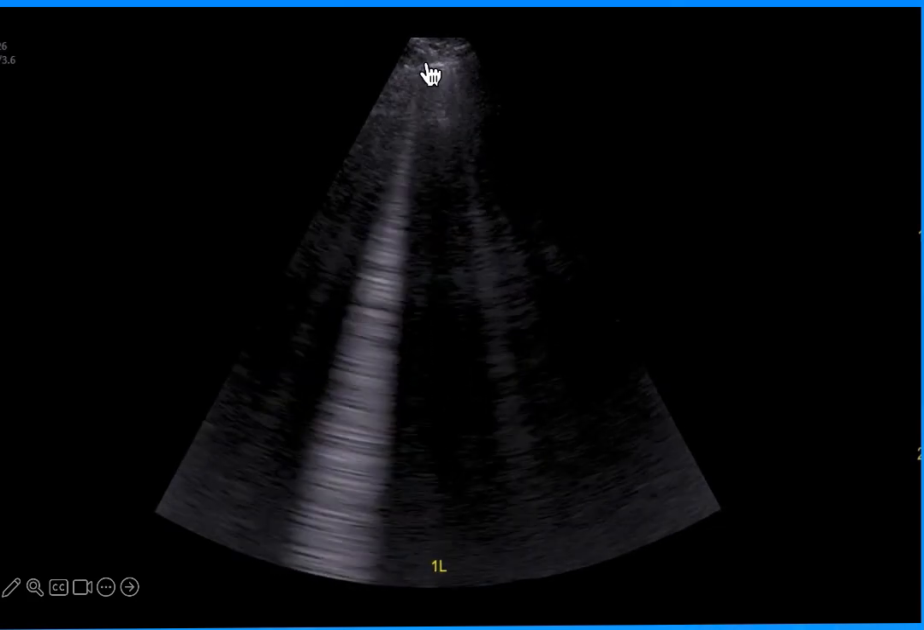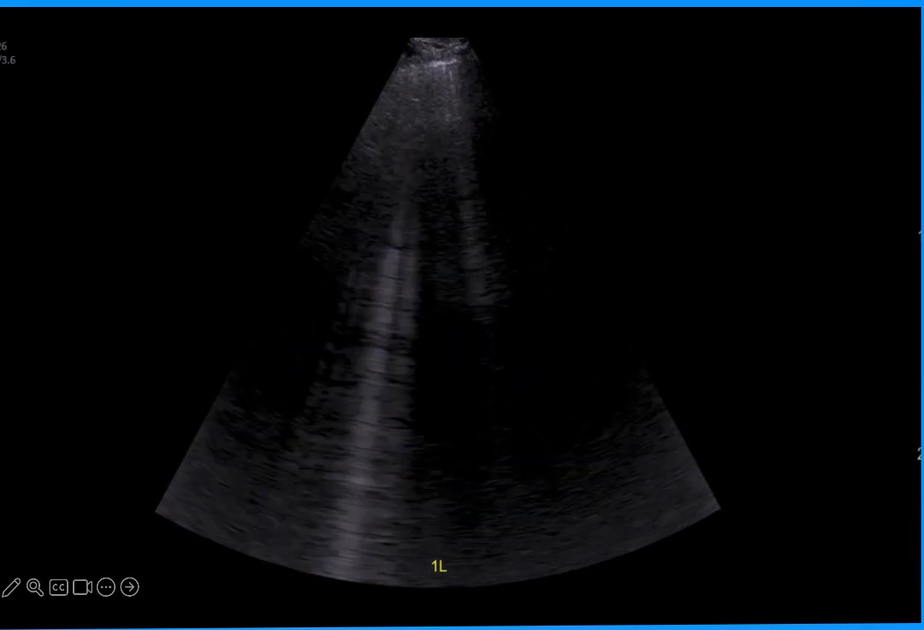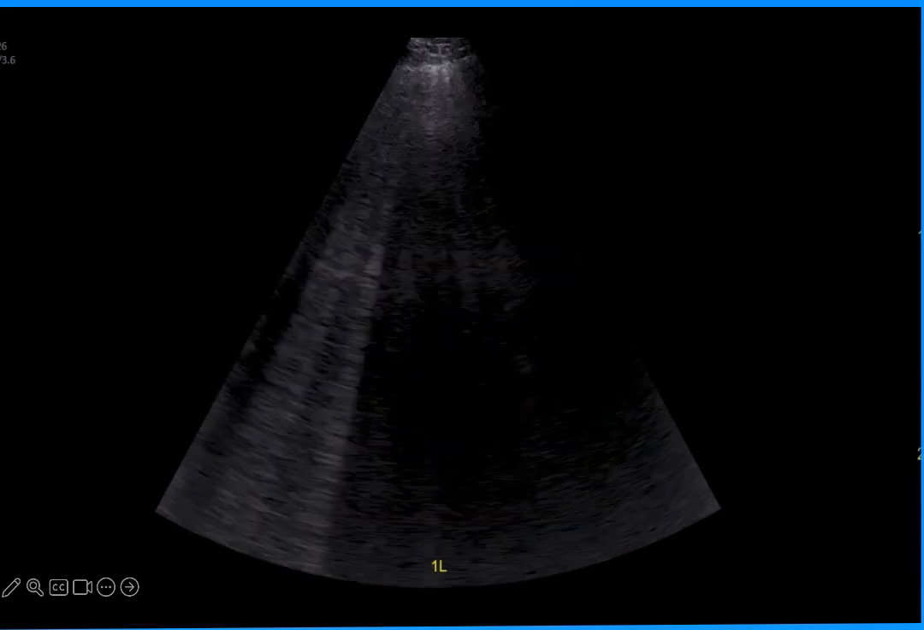So this slide is just showing the same thing as the previous slide. The main difference is our depth indicator here. You can see that we're at more than 20 centimeters, and these lines go all the way down to the bottom of the screen. This is really important because there is another line called the Z line, different from the B line. A Z line looks exactly the same as a B line, but it does not go all the way to the bottom of the screen. It starts at the top and just fizzles out. So it is really important to use enough depth to be able to see whether the line is generated at the pleura and goes all the way to the bottom.